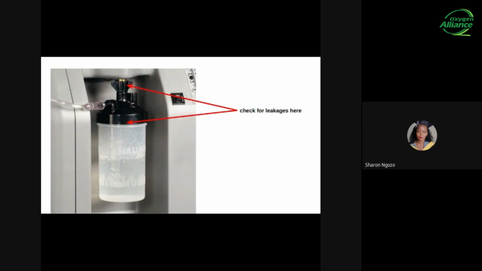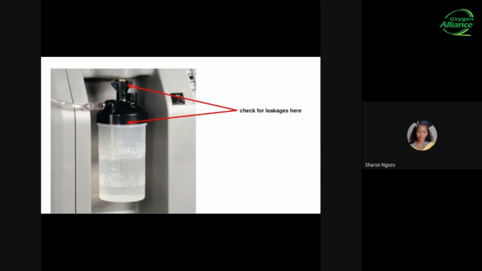The other thing is to close the bottle tightly before connecting it to the concentrator. Check for leakages on the bottle when you have connected it. Before connecting to the patient, you have to check for leakages on the bottle connector to the concentrator and the bottle itself with its cover. So once you have made your connections, you have closed the bottle tightly and you have connected it to the concentrator, switch on your concentrator.